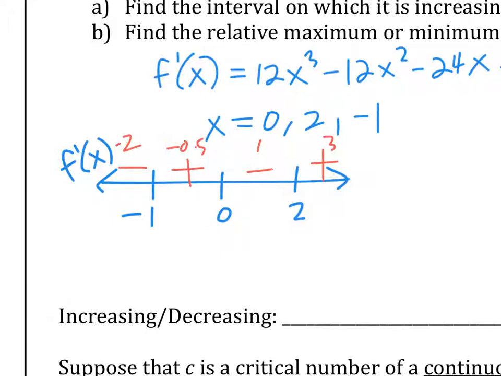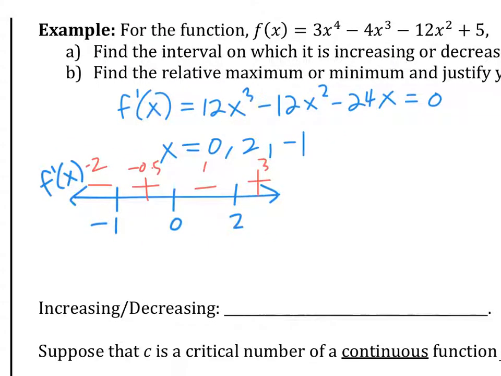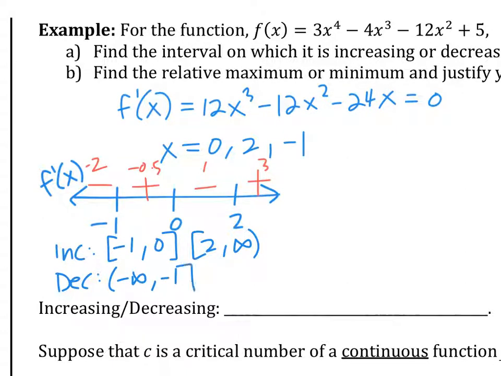Okay, so the question is, where is it increasing or decreasing? Well, that's going to be easy. Increasing is from -1 to 0, and then 2 to infinity. Right, just all the ones with a plus. And then decreasing is from -infinity to -1, and then 0 to 2.